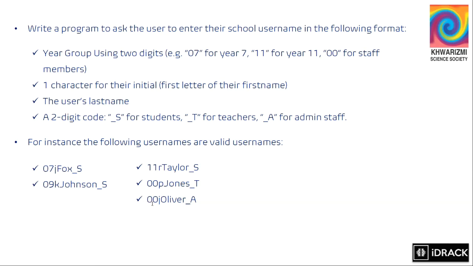Again, 00J Oliver underscore A. 00 represents staff, J is the first letter of the first name, Oliver is the surname, and underscore A represents that it's the admin staff, okay? So this is to explain essentially that you want the user to enter their username in this format, okay?